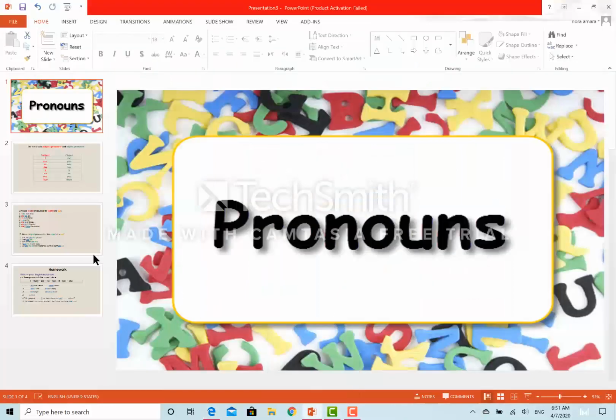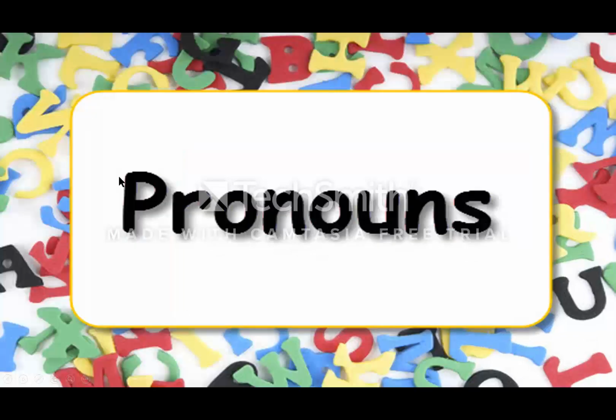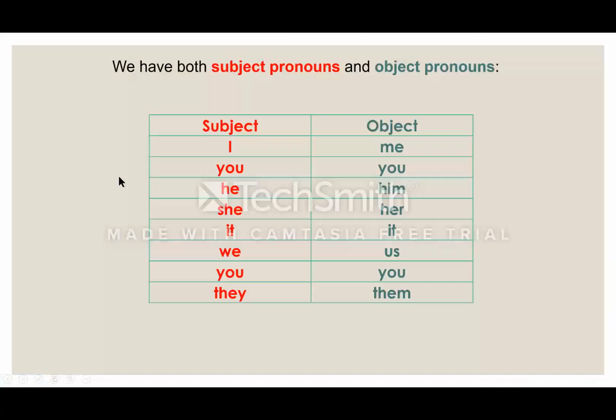Now we will understand where we're supposed to put subject pronouns and where we're supposed to put object pronouns. Now look at the table here. Subject, object. The red one is the subject before the verb. Green one is object after the verb. In a subject we write I before the verb. But if it's after the verb, we will write me.